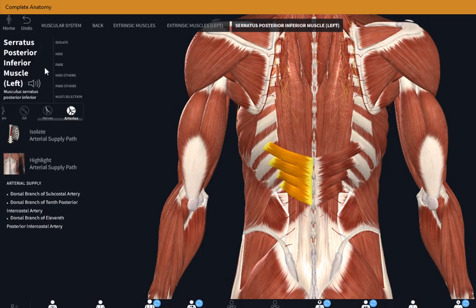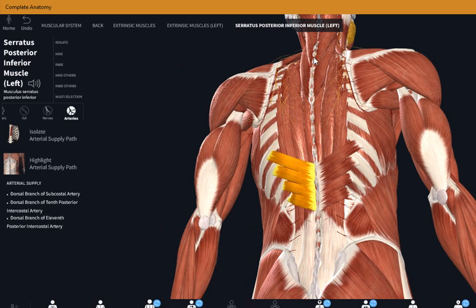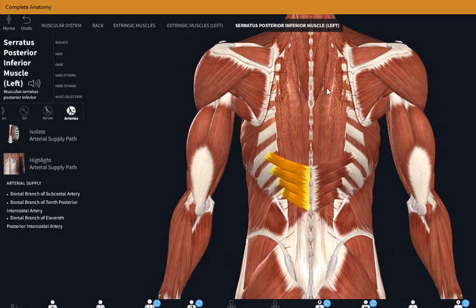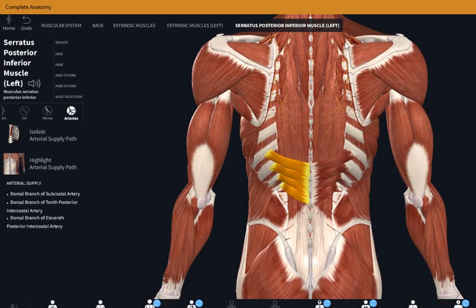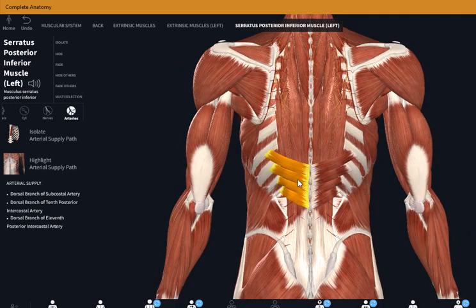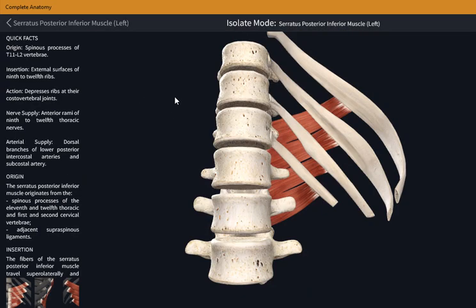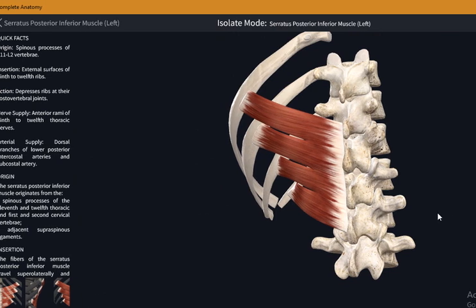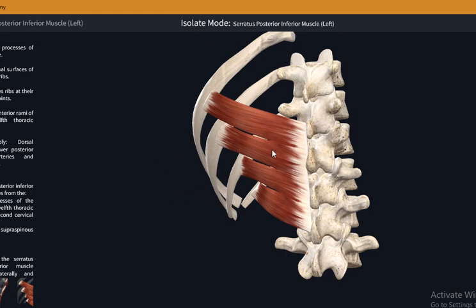The muscle here is serratus posterior. So you have serratus posterior inferior. Initially we had serratus posterior superior there. So we have serratus posterior superior and serratus posterior inferior. Now this serratus posterior inferior, we can isolate it in order for us to see the origin and insertion. Now the origin, we have the spinous processes of T11 to L2, and we have the insertion at the level of the 9th to 12th ribs.